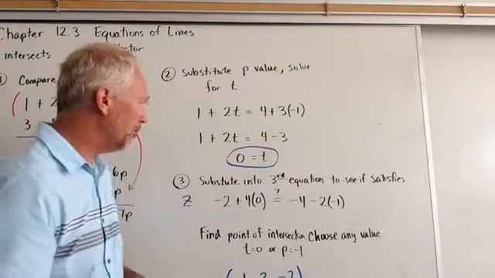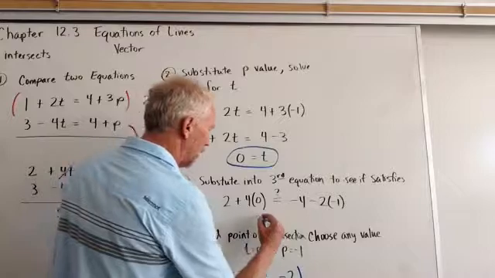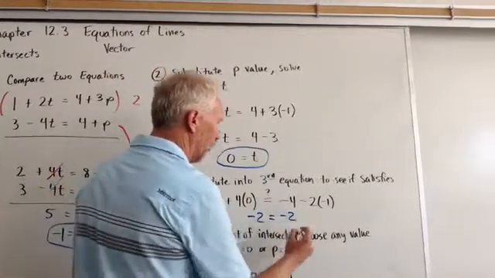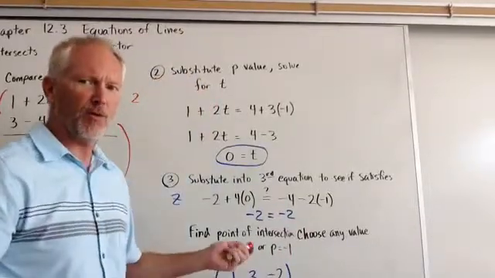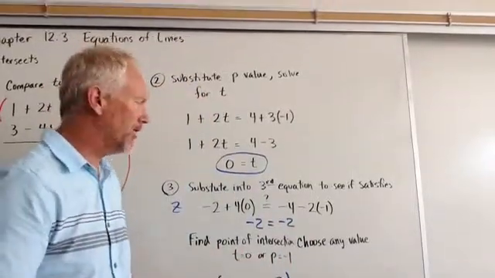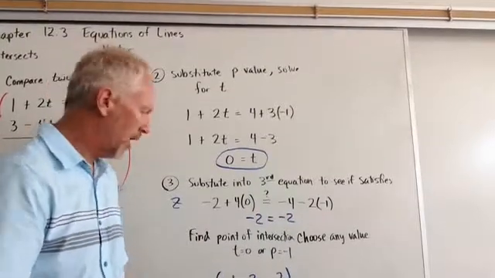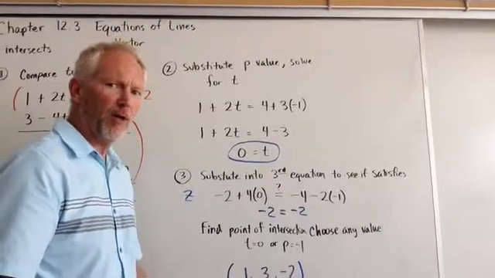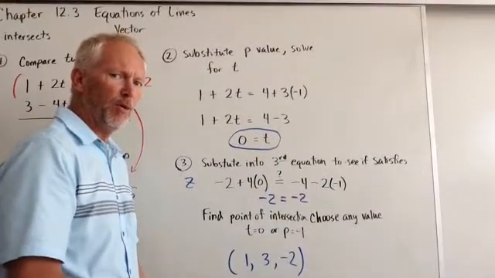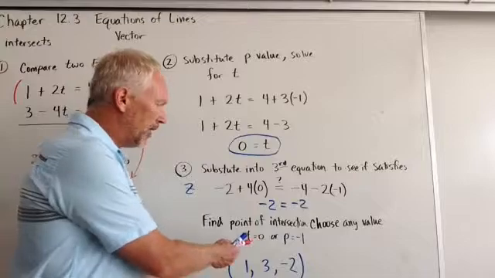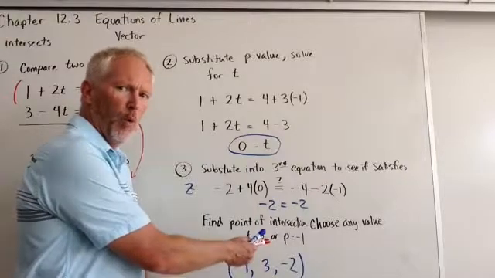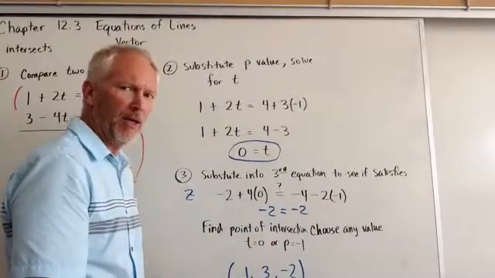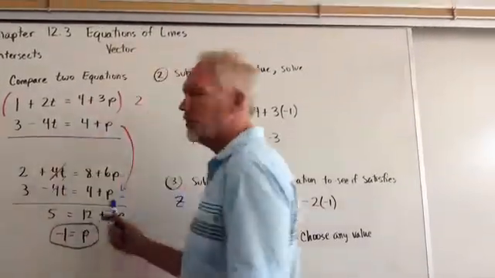All right, well, welcome back. You do notice that this is negative 2 on the left, and yes, in fact, it does equal negative 2 on the right. So those values do, in fact, satisfy the z equation. Now what we need to do is find the point of intersection, and when we do that, we can either use t equals 0 or p of negative 1. We substitute that back into any of the equations.